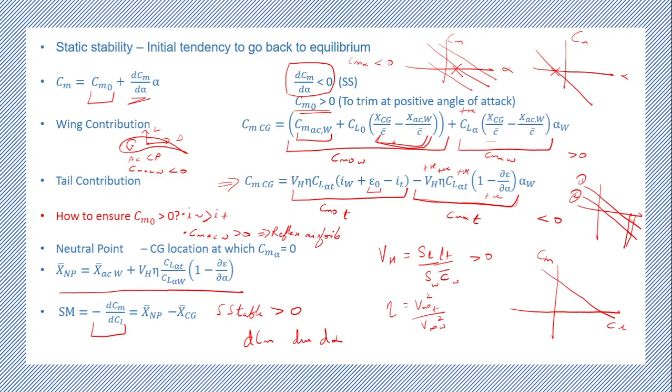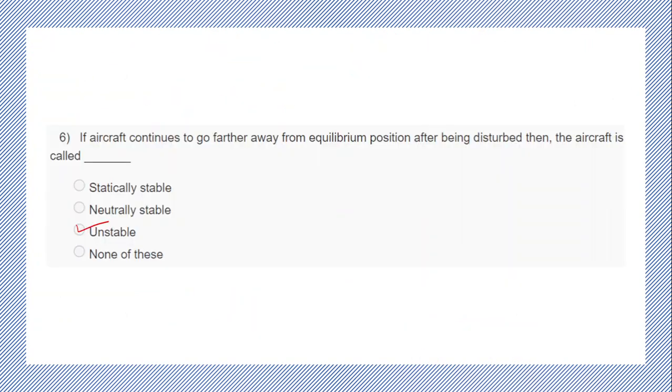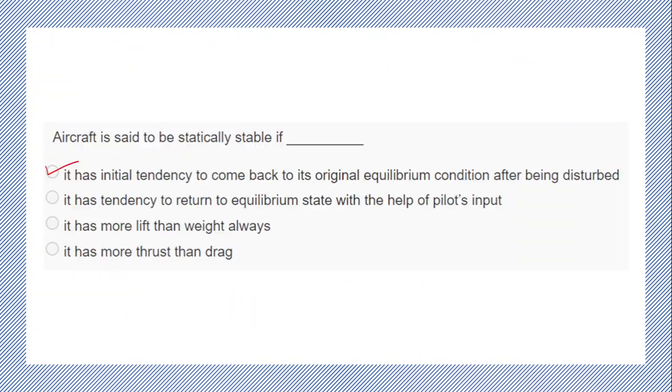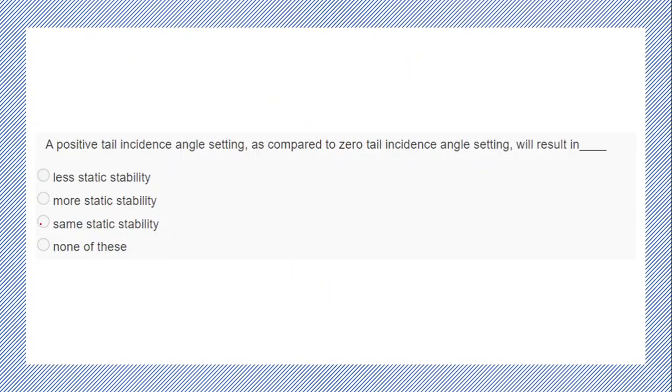So the amount of moment that is used to restore the angle of attack is the same for both cases, which is how we measure stability. Correct? So the change in moment will remain the same. That is all I'm saying. Okay. So changing the tail setting angle will not affect stability in any way. So same static stability.